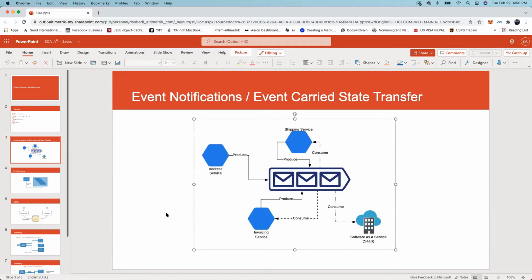Now, in this pattern, which is the event carry state transfer pattern, we implement our flow in a way that the consumer won't be calling the producers anymore requesting data, right? Because they already have the data at the time of consuming the event. That is the whole idea of having an event carry state transfer. So instead of just mentioning that something got changed, we are also mentioning this is what got changed, and this is the whole object, which is probably the new object, which represents the new state of the application.